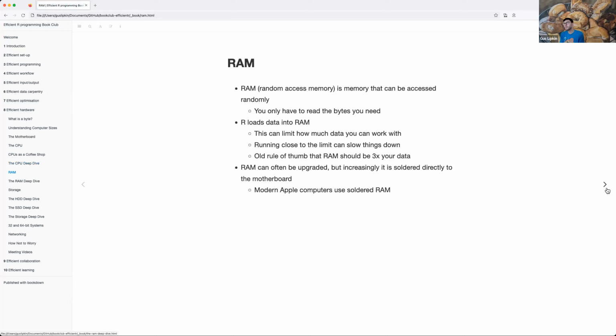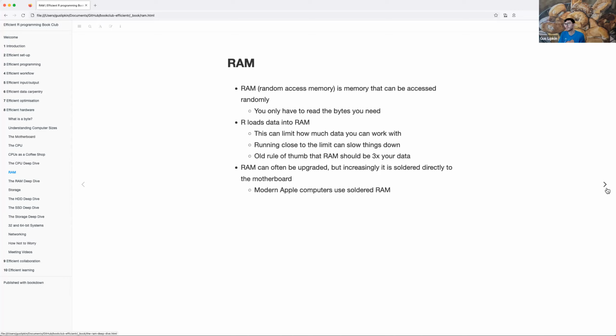And so your RAM is the random access memory, and it is memory that can be accessed randomly. So you only have to read the bytes that you need. You don't have to scan through any extra data to find the information you want. And RAM is really important in R because it loads all of your data into your RAM, and that can limit how much data you can work with, and running close to that limit can really slow things down, even if you're not hitting the limit directly. And the old rule of thumb was that your RAM should be 3 times larger than your largest data set that you're working with.